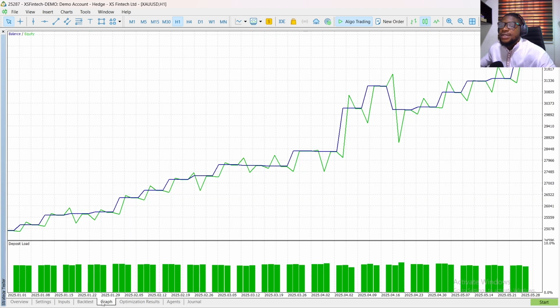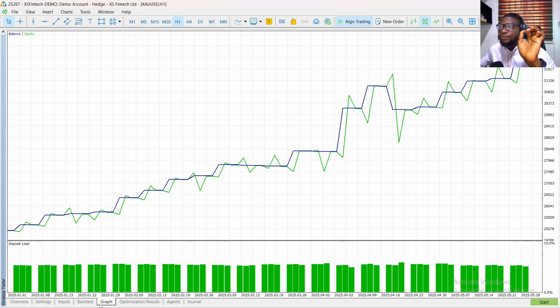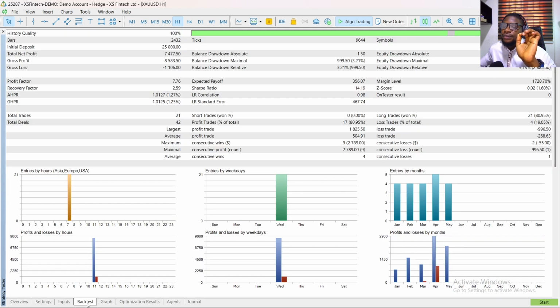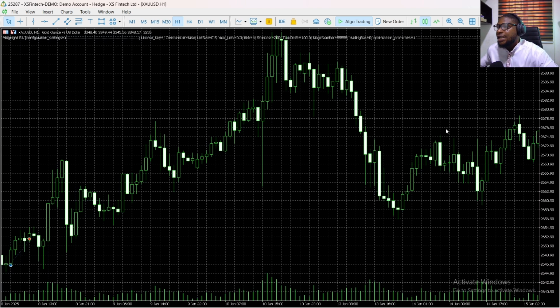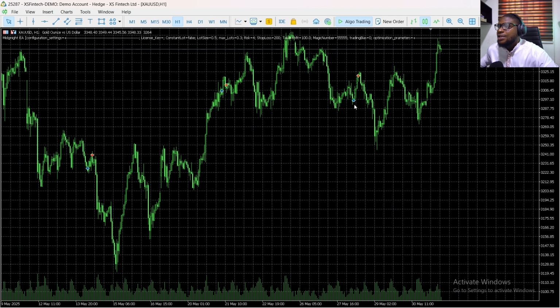So this is what we get if we're trading XAUSD every Wednesday, long positions, 7 a.m. to 11 a.m. From the backtest, you can see we're right 80% of the time. Out of 21 trades, 17 wins and 4 losses. Let's see what the trades look like. I'm just going to send this to the furthest here. You can see this is what the trades look like.